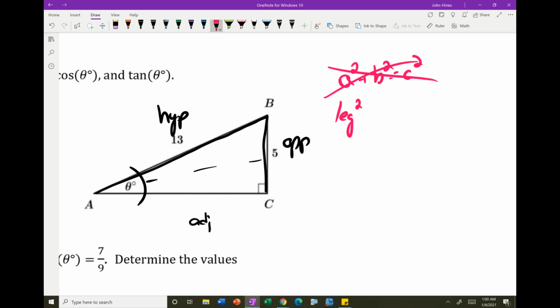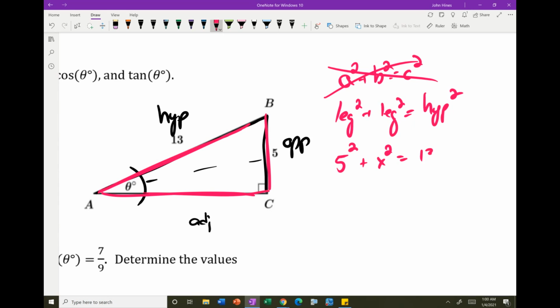So I go leg squared plus leg squared. Those are the 2 sides of the right triangle. Equal the hippopotamus squared. There's your hypotenuse. So leg squared plus leg squared equals the hypotenuse squared. So we're going to be doing this a whole bunch in this unit. We're going to have leg squared plus the other leg squared should equal the hypotenuse squared. And what I mean we're doing it a whole lot, I really mean that. Like every problem we will be doing the Pythagorean theorem.